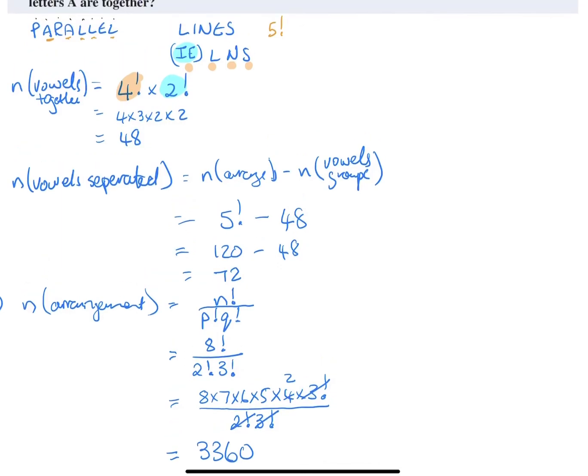Why? Because some of the arrangements, if I just said, looking back at the top, 1, 2, 3, 4, 5, 6, 7, 8, if I just said 8 factorial, many of them will look exactly the same because the L's can repeat themselves and the A's can repeat themselves. And when they take the same space, they look exactly the same way.